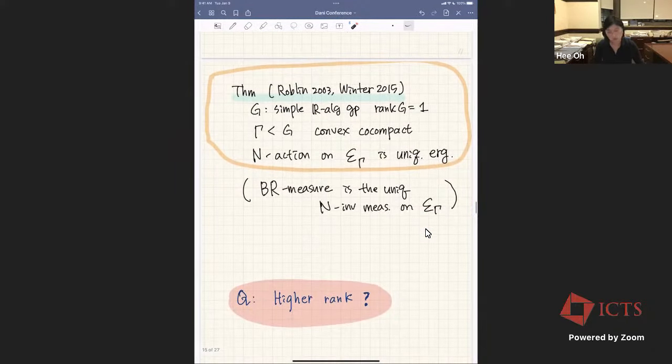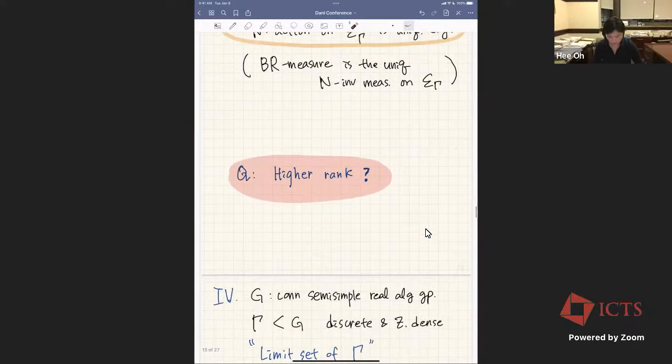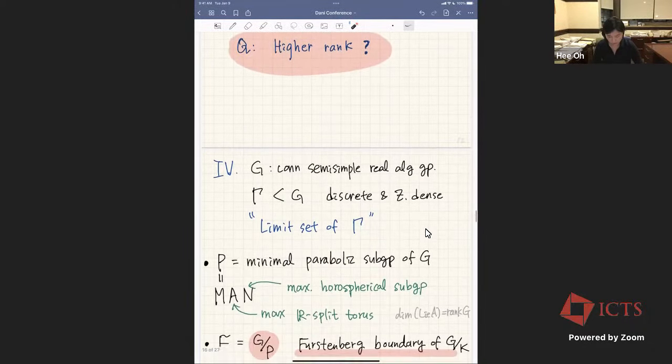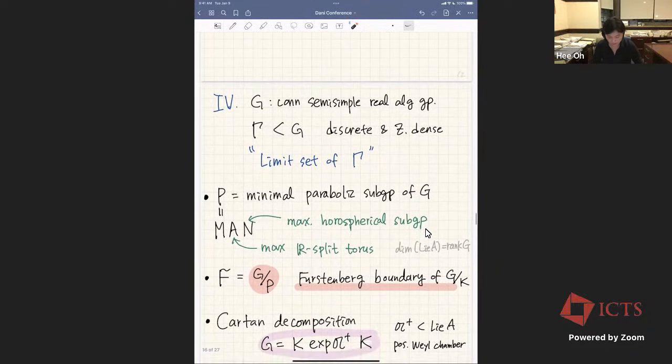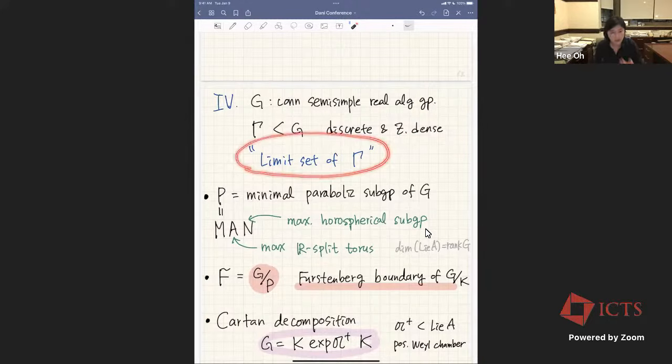Okay, so now we go to the higher rank case. So let G be now a general connected semi-simple real algebraic group, and let gamma be a discrete Zariski dense subgroup. And as in the PSL2R case, a very important notion in the study of the dynamics on G mod gamma is something called the limit set of gamma.